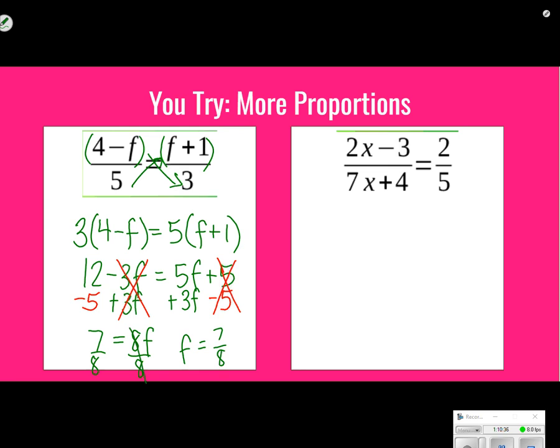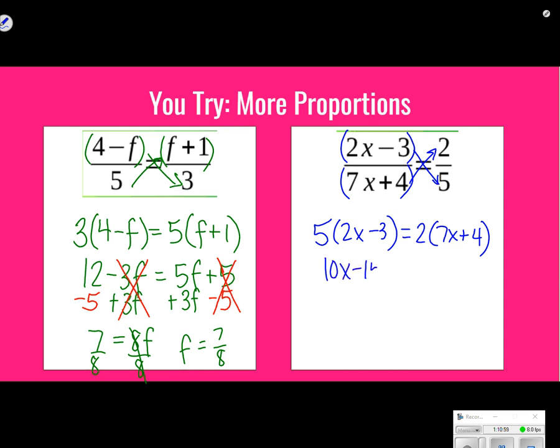All right, over here, I'm going to switch to blue. Bam, bam. First step done. Woo! All right, we're going to cross multiply. I'm going to do 5 times 2x minus 3 equals 2 times 7x plus 4. Now I'm ready to distribute. 5 times 2x is 10x minus 15 equals 14x plus 8.